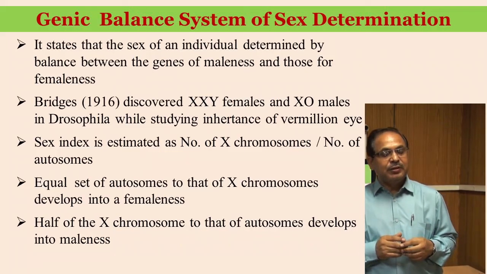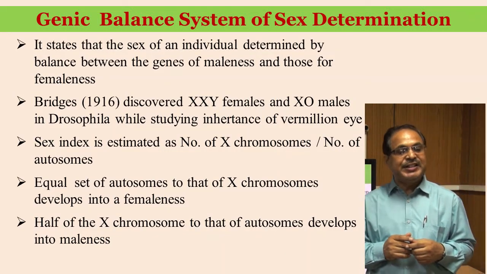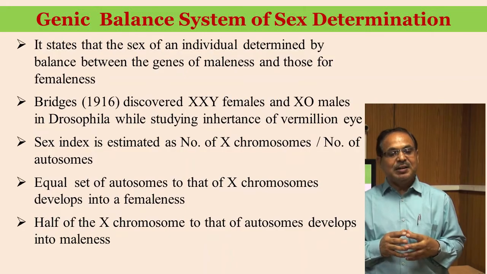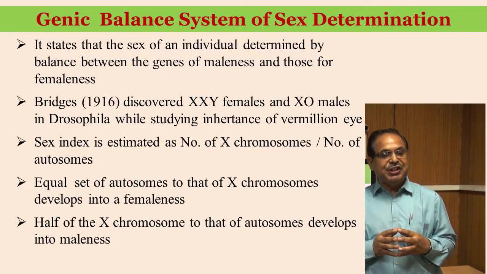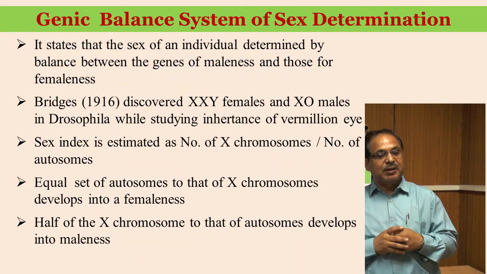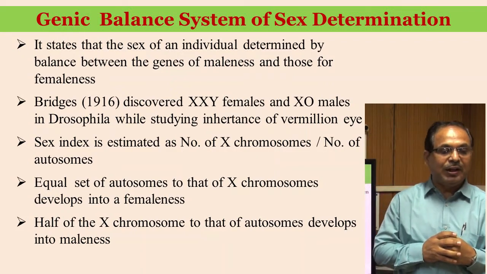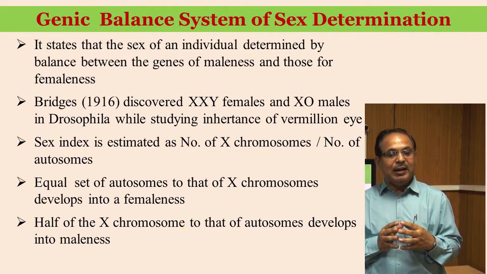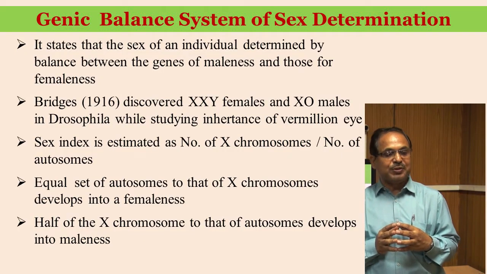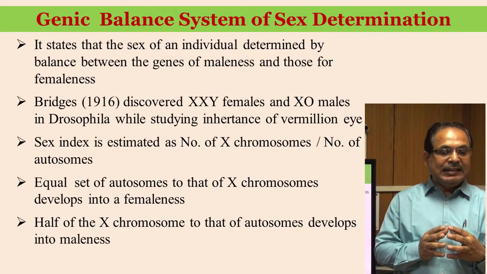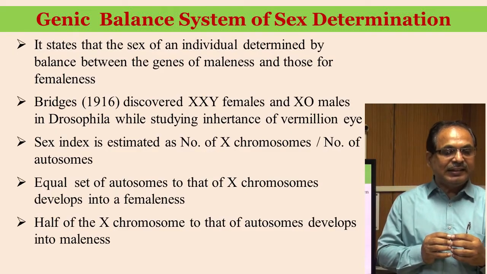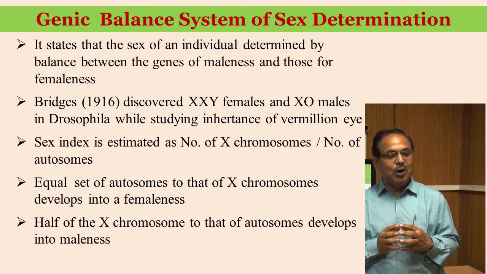The next system of sex determination is the genic balance system, where the sex of an individual is determined by the balance between genes for male and those for female. This system was first discovered by Bridges in the year 1916, where he found that XX produced females, whereas males had XO chromosomes in the case of Drosophila, while studying the inheritance of vermilion eye.